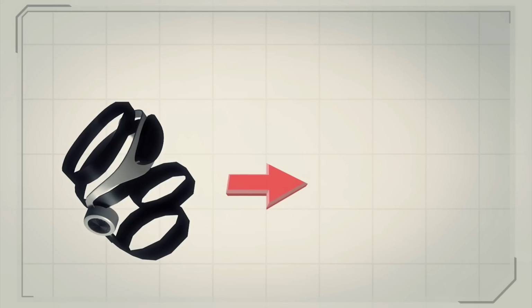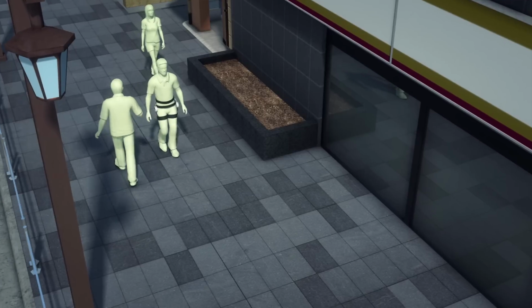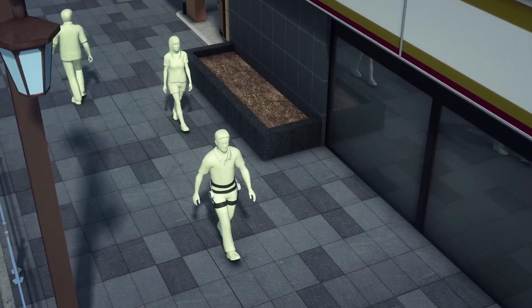In November 2015, the robotic walking assistant device will be available to medical institutions in Japan. The device is expected to improve users' motor skills and increase the distance they can walk.